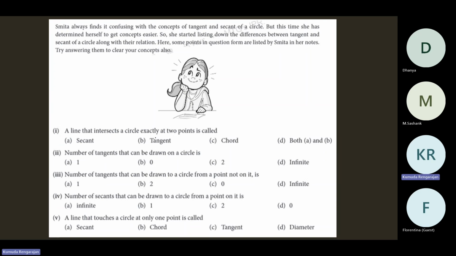Okay, a line that intersects a circle exactly at 2 points is called a secant. Secant. Number of tangents that can be drawn on a circle is infinite. Who was that who answered? Infinite, correct. Okay, Danya. Then Florentina, what's your answer?